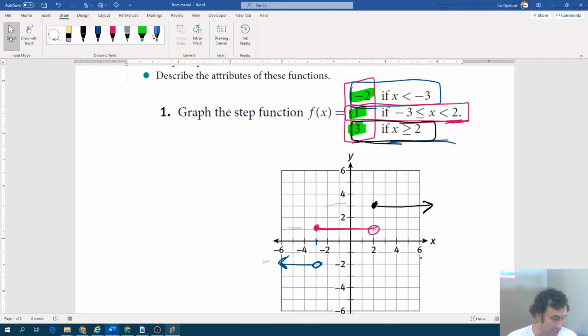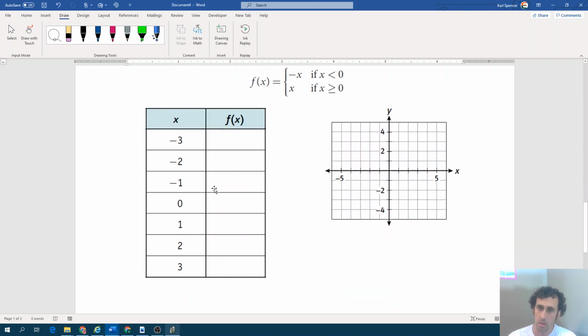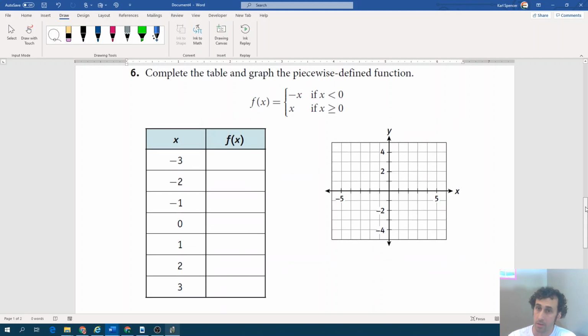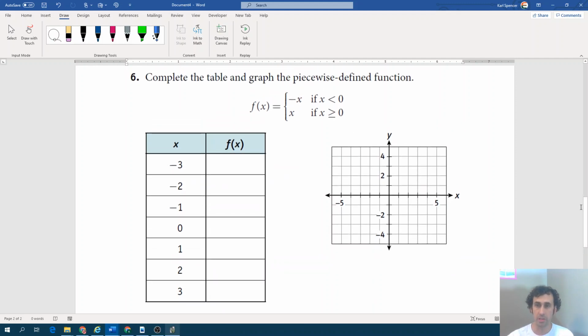So part 1 today is just graphing a step function. Again, it's a special type of piecewise. Now part 2 today is can we graph another piecewise function. And now this is going to be a special piecewise function that's going to end up developing into our absolute value equation.